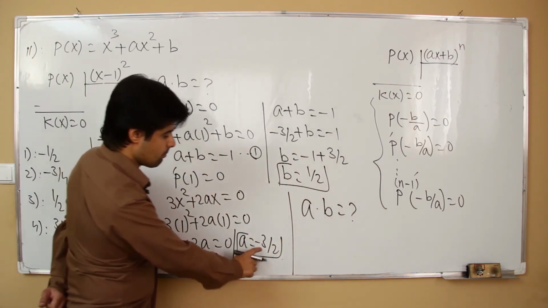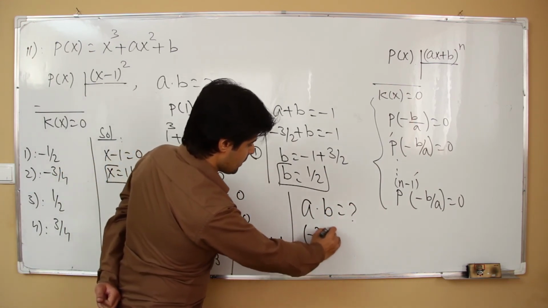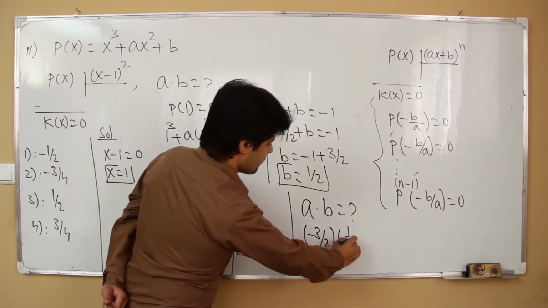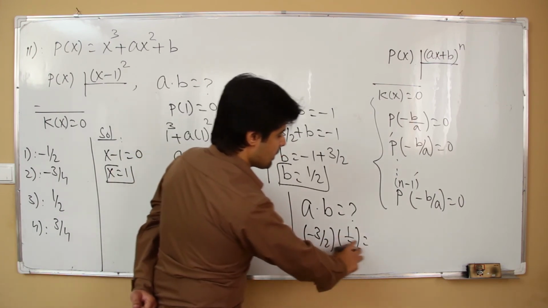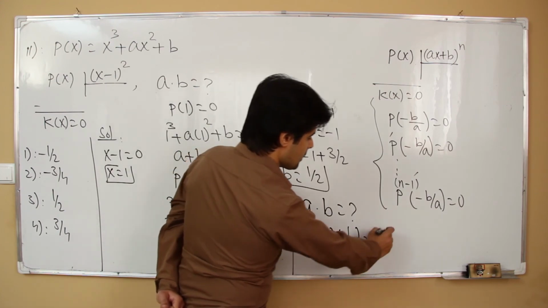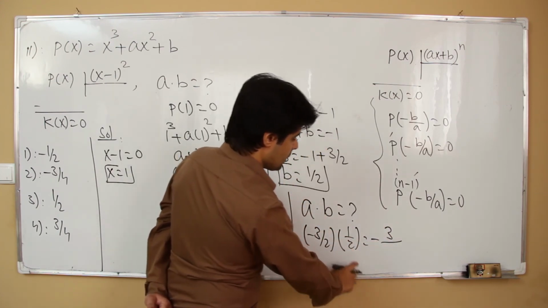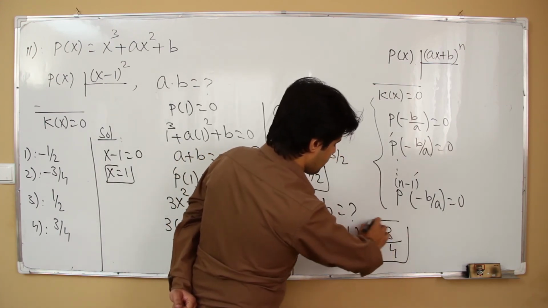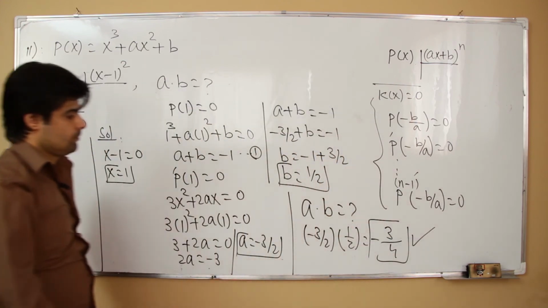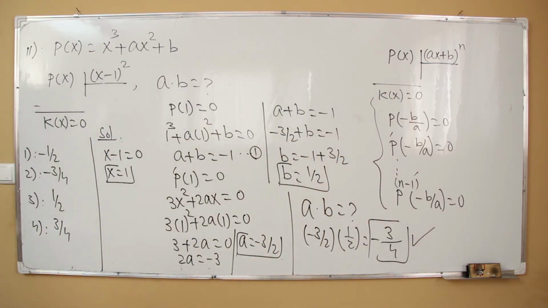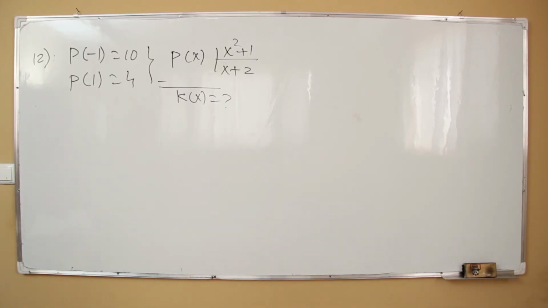What is a? Minus 3 divided by 2. What's b? 1 divided by 2. Minus with plus, it's minus. 3 times 1 is 3, and 2 with 2, it is 4. Am I right? Yes.